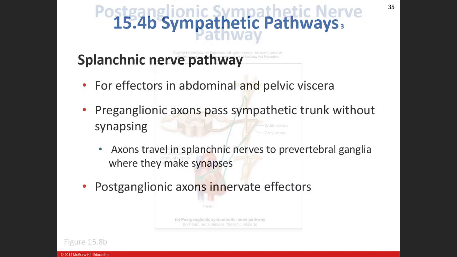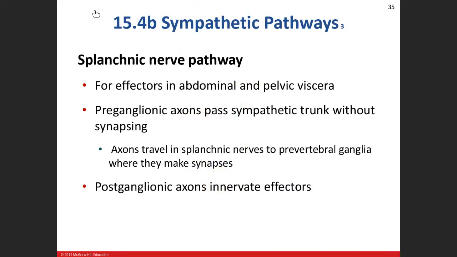This third one, you've already learned about somewhat: the splanchnic nerve pathway. This is the one we were talking about, those prevertebral ganglia: the celiac, the superior mesenteric, and the inferior mesenteric ganglia. Now we're just going to put it down into words and show you some pictures to make it a little bit easier. Our effectors for the splanchnic nerve pathway are going to be found in the abdominopelvic cavity.